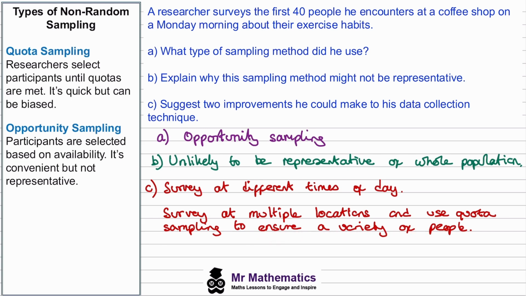So I hope that's given you a clearer idea on the different types of random and non-random sampling.